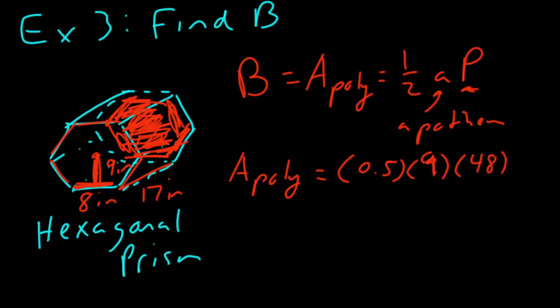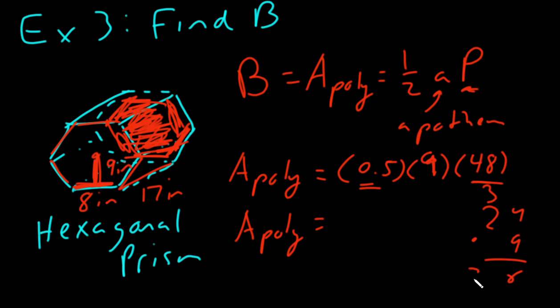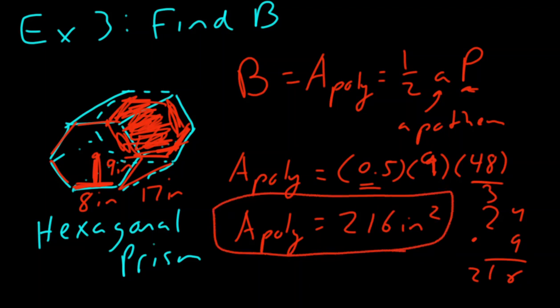Let me draw that 9 just a little bit better. Now, if we multiply these three numbers together, 0.5 times 48 gives us 24. I don't have my calculator handy, so 0.5 times 48 is 24 times 9, and let's see, 9 times 2 is 18. And we know that this will be 216 inches squared.